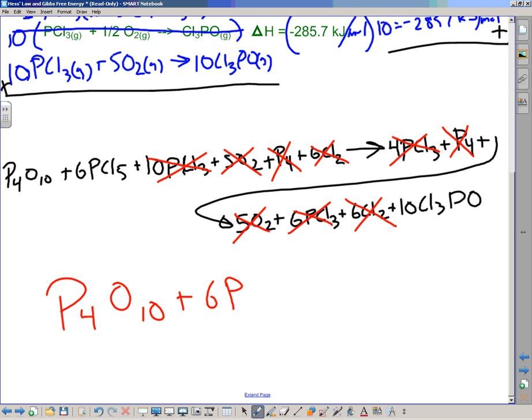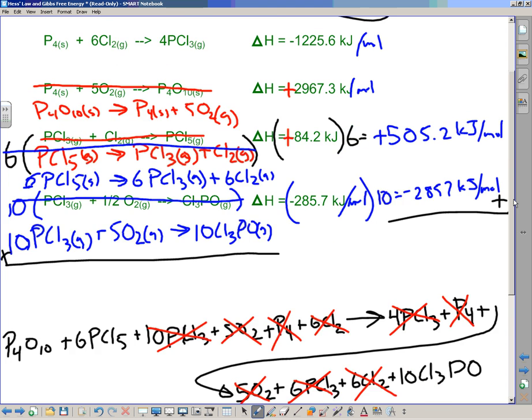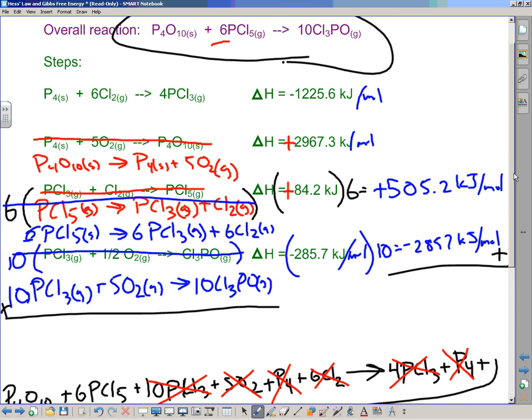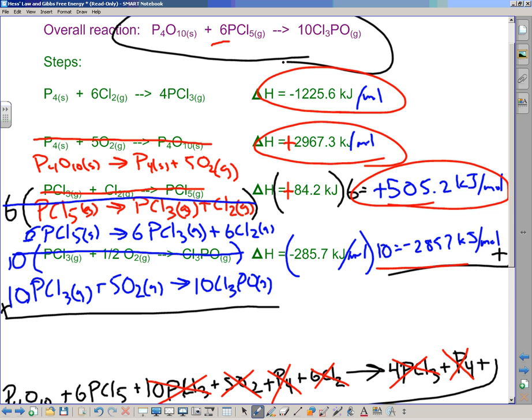P4O10 plus 6 PCl5 gives us 10 Cl3POs. Is that the overall reaction we were hoping for? Yes, it is. So now we come back up here. We want to add these 4 numbers together. And we get what?